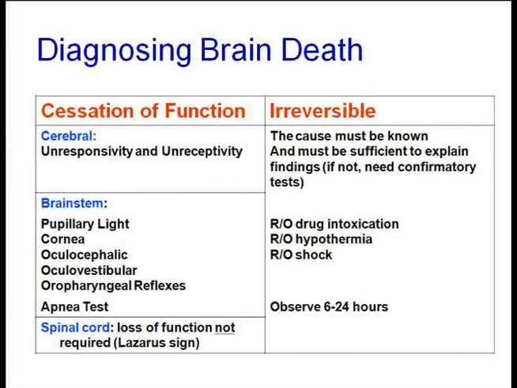Next, the cause must be known and must be sufficient to explain the findings. If not, you need confirmatory tests. This is often overlooked. Quick example, a child I had a few years ago with an MAO overdose in our ICU met all of the criteria for brain death, all of them. And there was talk she was brain dead. But her CT scan was normal.